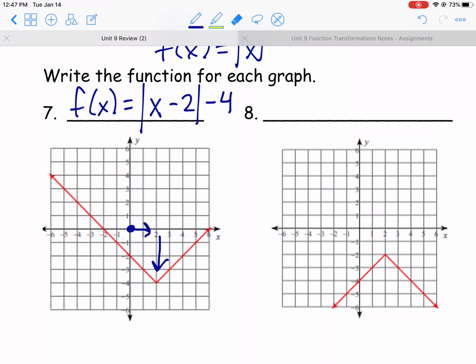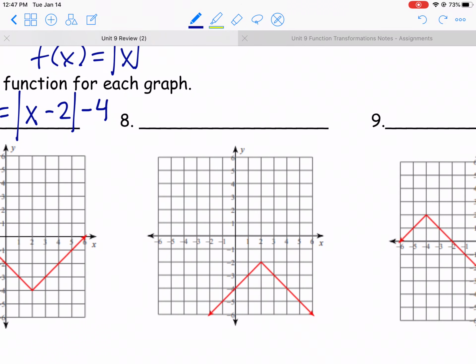Let's take a quick look at our slope. Notice that on the right it's headed up, okay, and it's going rise 1, run 1. So I'm just going to leave that as it is. Don't even need to write anything in there. Okay, let's try number 8.